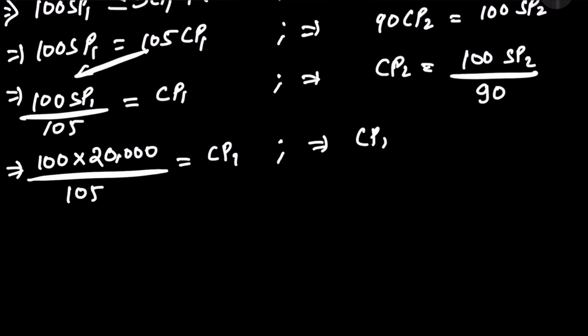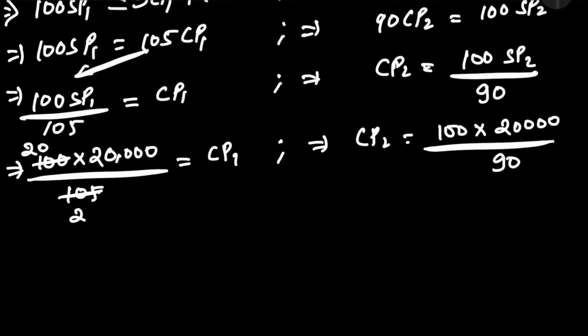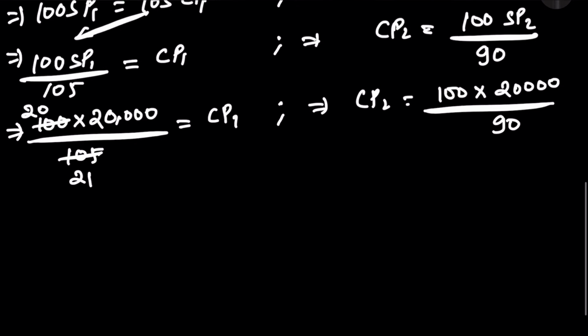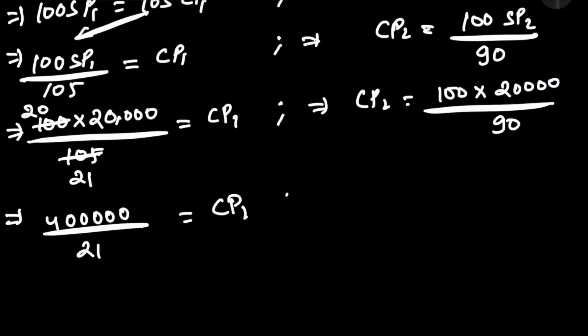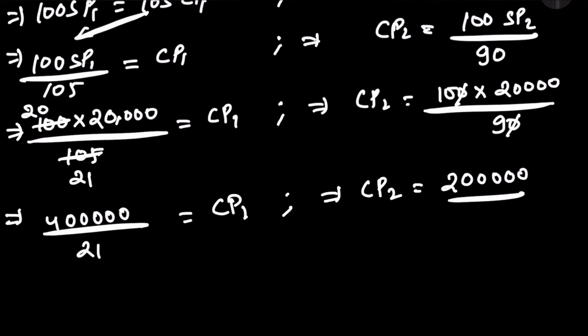Similarly, CP2 will be equal to 100 times 20,000 divided by 90. So we can cancel it with 5 over here. 5 20s are 100, 5 21s are 105. So let's sort it out here first. 2 2s are 4 and 5 zeros, divided by 21 is our CP1. Similarly, our CP2, we'll cancel the zeros here, and this will be 2 1s are 2, 5 zeros divided by 9.